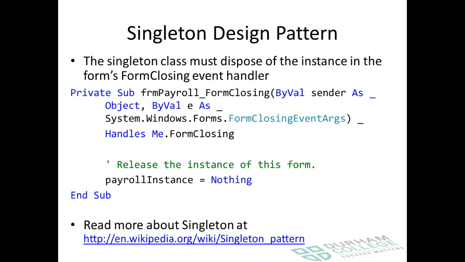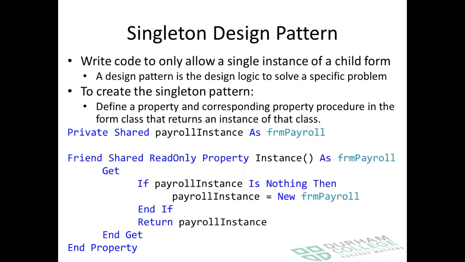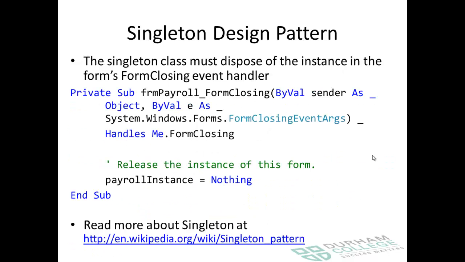The last piece of this puzzle is making sure that you manage that instance. So if you remember, we check to see if the instance is nothing. If it is nothing, then we create a new instance. Well, we want to make sure when we close the form that we set the instance to nothing so that a second instance or any subsequent instances can be recreated and returned. So this again is inside the payroll form, and it's the form closing event. This PowerPoint of course is available under Lab 5 resources, and that's the link to the Wikipedia page that goes into a little bit more detail on Singleton.